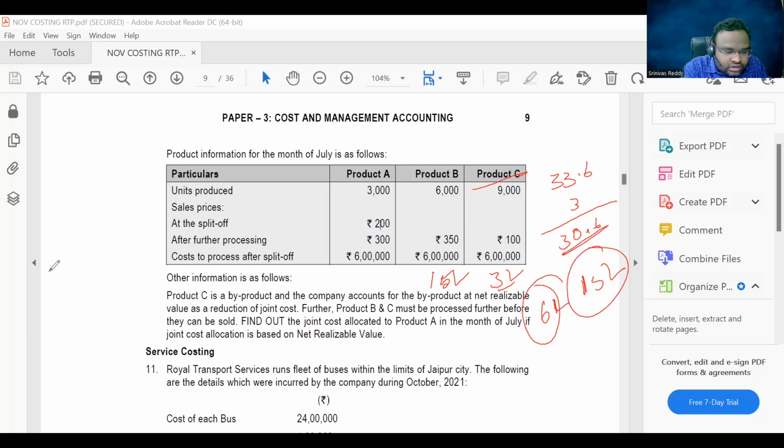So you need to allocate the 30.6 lakhs on the basis of 6 lakhs and 15 lakhs. How much will you get? 30 lakh 60,000 divided by 21 lakhs. How did you get this 21 lakhs? Tell me.